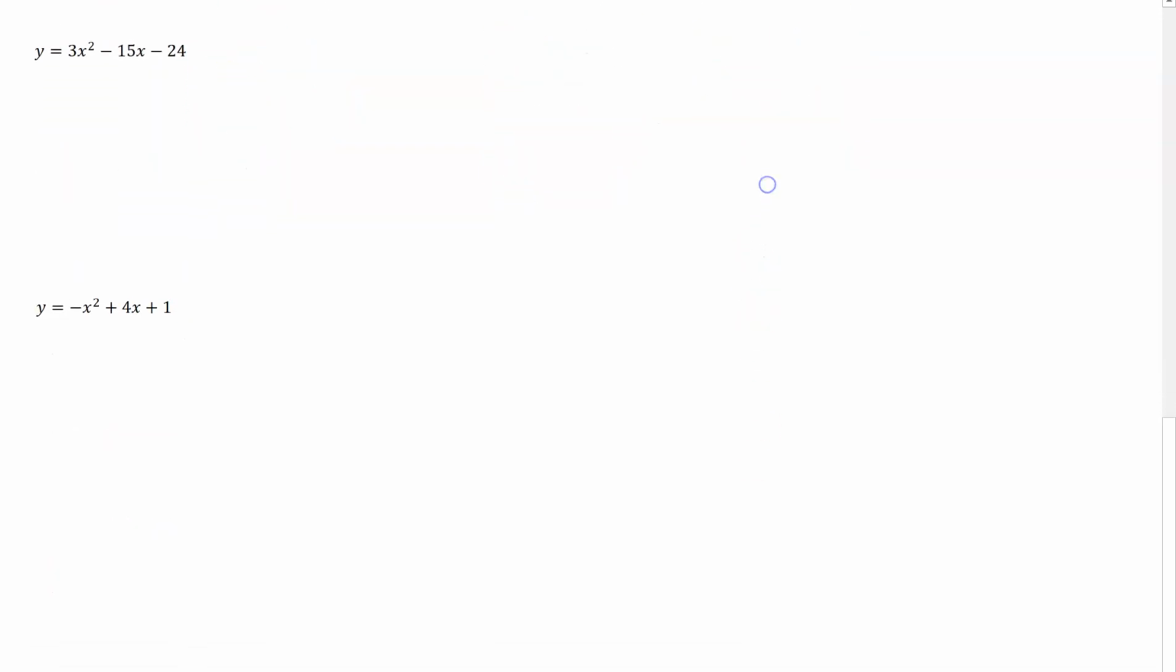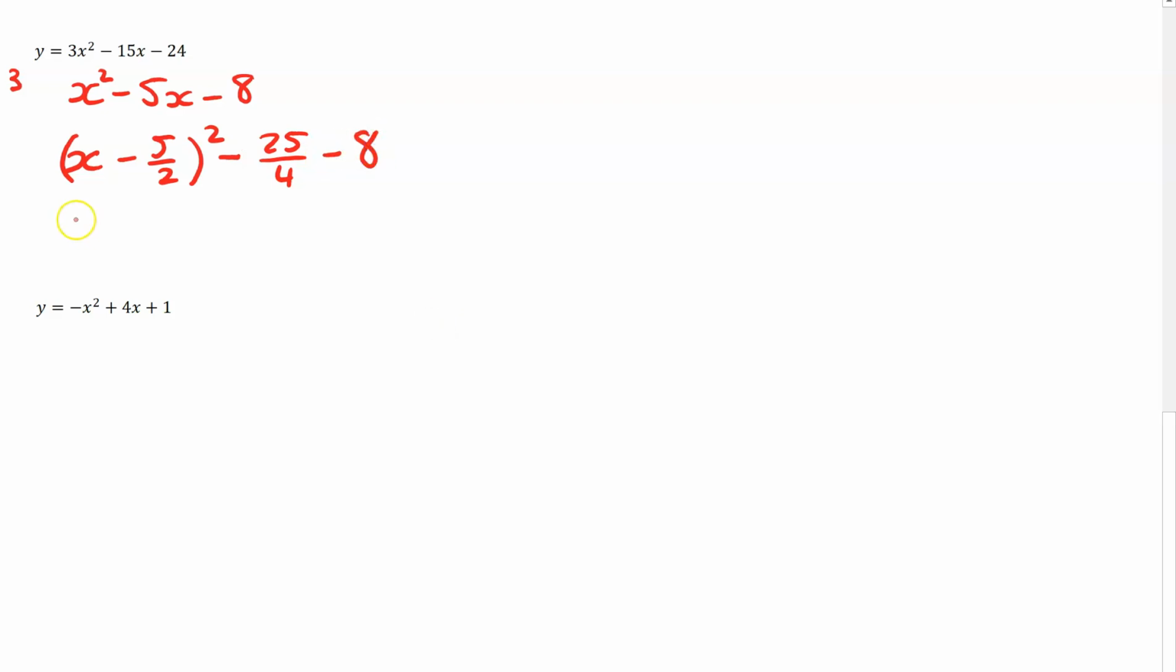A recap here of completing the square if it's not just a single x squared. Well, the first thing you do is take that 3, divide through by it, and keep it to one side for now. So I would have x squared minus 5x minus 8. Complete the square with that, so you're going to have x minus 5/2 squared. If you square that, you get 25/4, because you square the top, square the bottom. That is not what you want. You put in what you do want, which is a -8, and simplify.